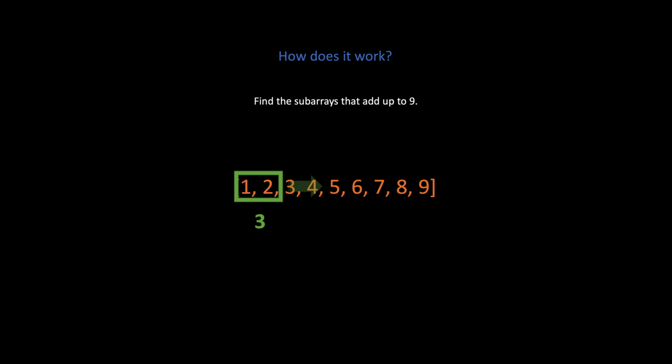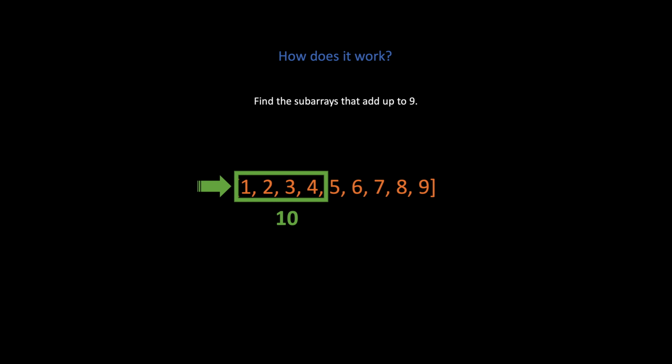How does it work? Let's see how the sliding window technique works on a sample question. Given an array of integers, we will try to find the subarrays that add up to 9. We will start by creating a sliding window from the first two array elements, 1 and 2. This only adds up to 3, so let's expand the window by 1 from the right. 1, 2, 3. This new window still only adds up to 6, so we will expand the window once again. 1, 2, 3, 4. This new window now adds up to 10, which is bigger than our target of 9.